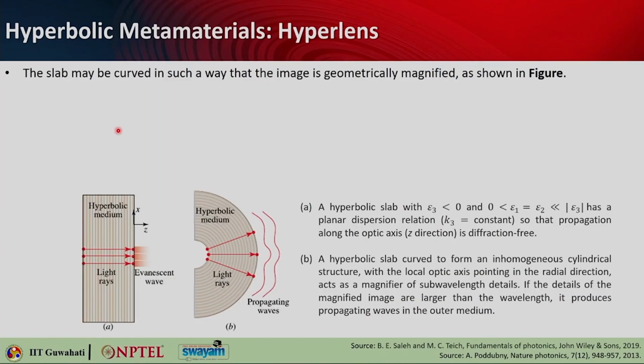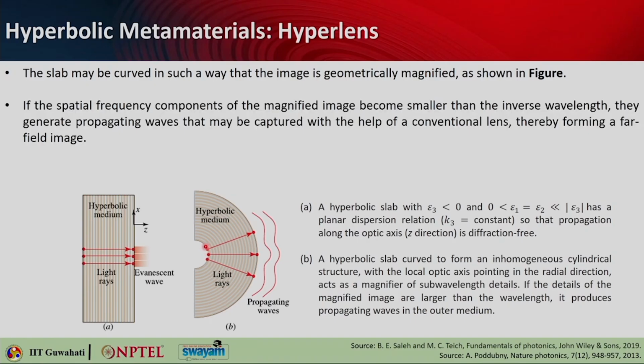So, this kind of slab can then be curved in a way that the image can be geometrically magnified, as you can see in this particular figure. Here you still have evanescent waves, but when you curve it like this, you can have these components magnified, and you get a much magnified version of the image here, and this can be imaged as propagating waves from the far field.